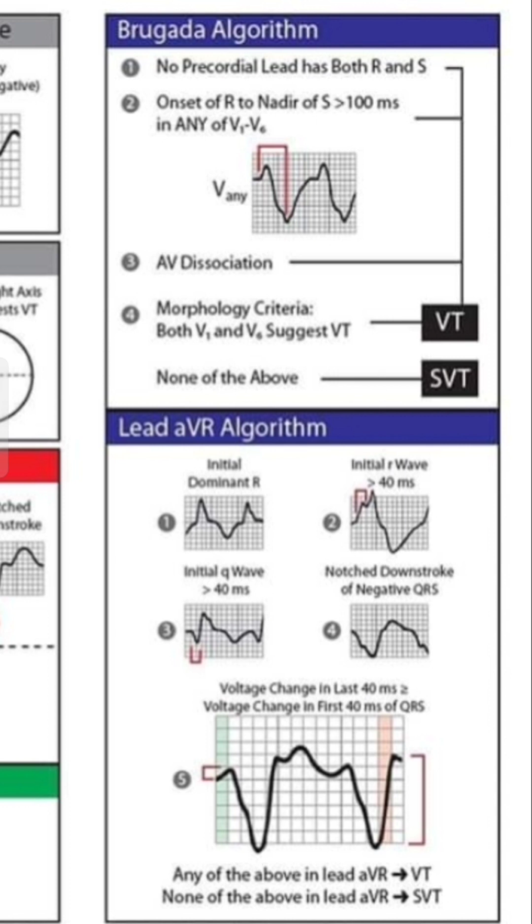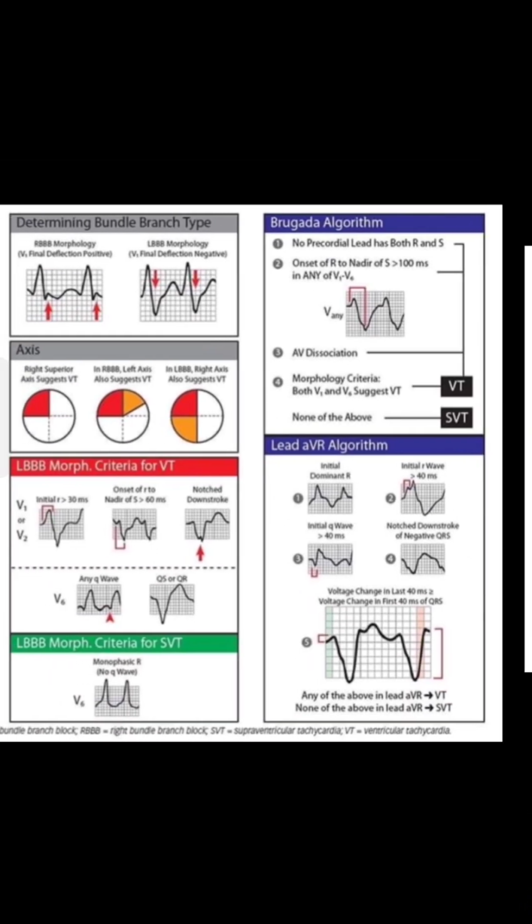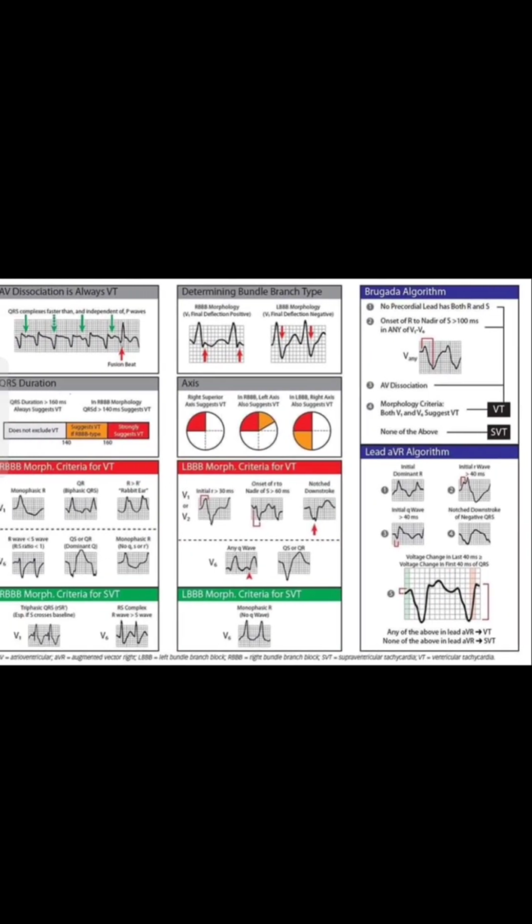In aVR: initial dominant big R, initial small r more than 40 milliseconds, initial small q more than 40 milliseconds, notched downstroke of the negative QRS in lead aVR, and voltage change in the last 40 milliseconds of the QRS being more than or equal to the voltage change in the first 40 milliseconds. Any of the above in lead aVR is VT. If none of the above in lead aVR, it is SVT. So this concludes the criteria for ventricular tachycardia.